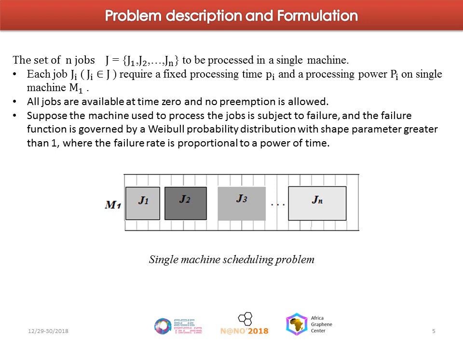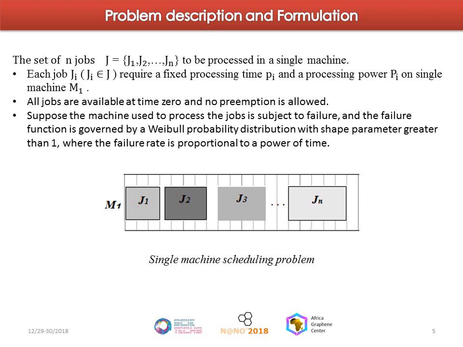In this problem, there is a set of n jobs to be processed on a single machine. Each job requires a fixed processing time and a processing power on the single machine. All jobs are available at time zero and no preemption is allowed.